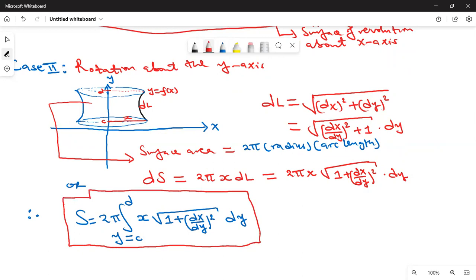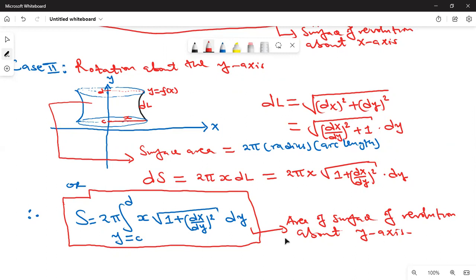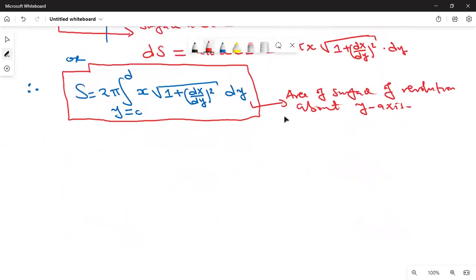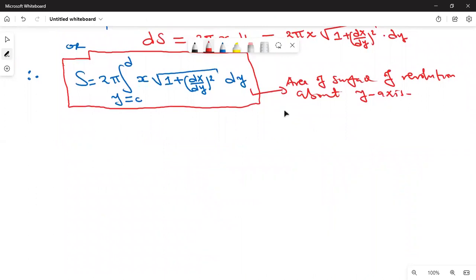So this is the area of a surface of revolution about the y-axis. Sorry. What about if you have any other line, any other axis? What are you supposed to do? It is not the x-axis, it is not the y-axis, but any other line. It can be a line parallel to the x-axis, a line parallel to the y-axis, or an oblique line.